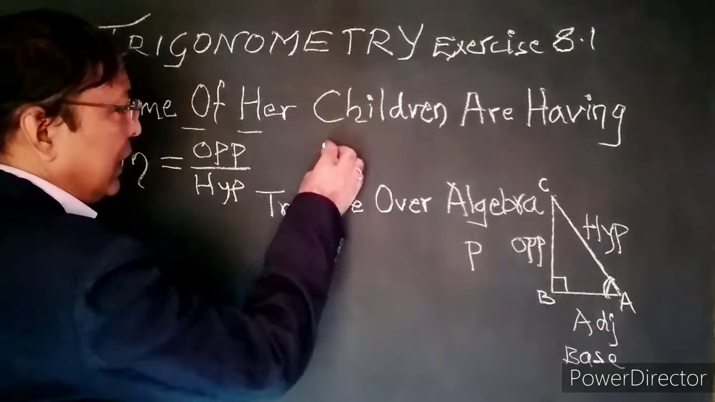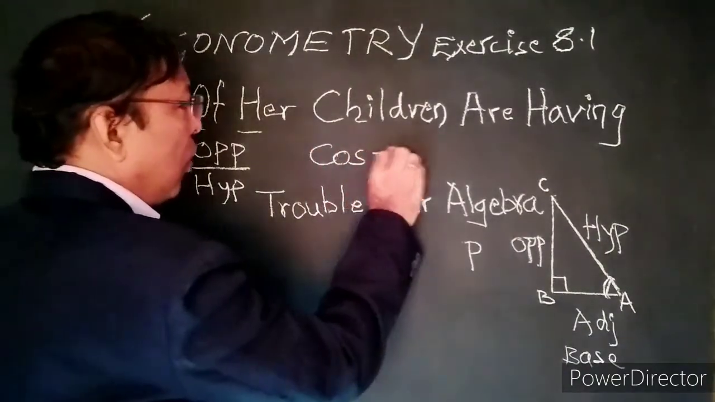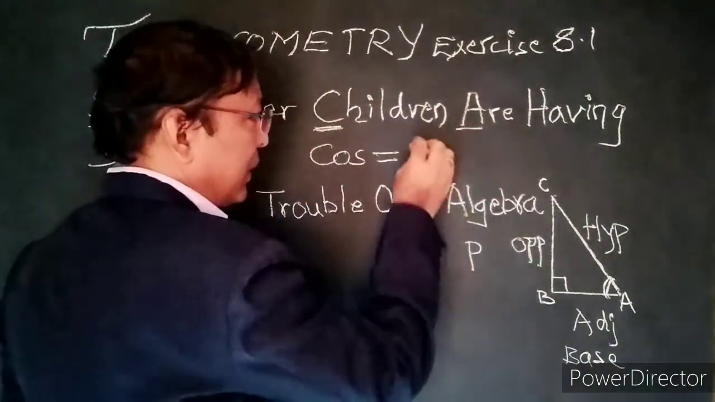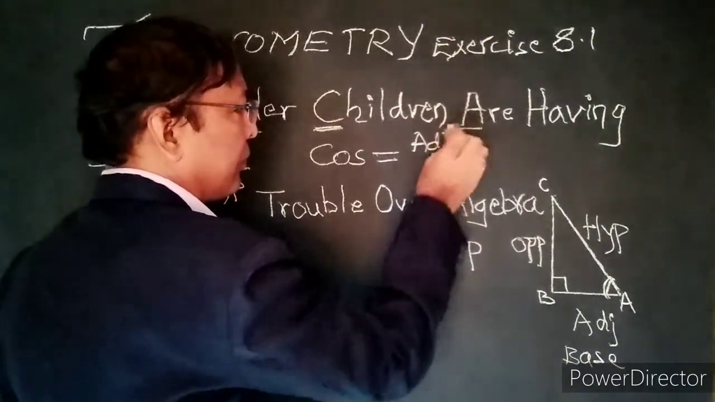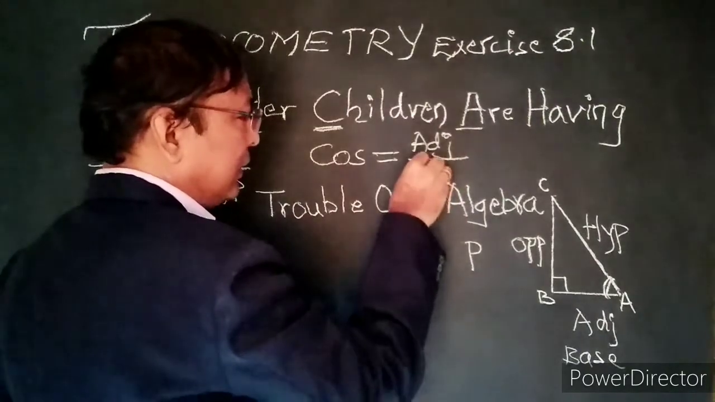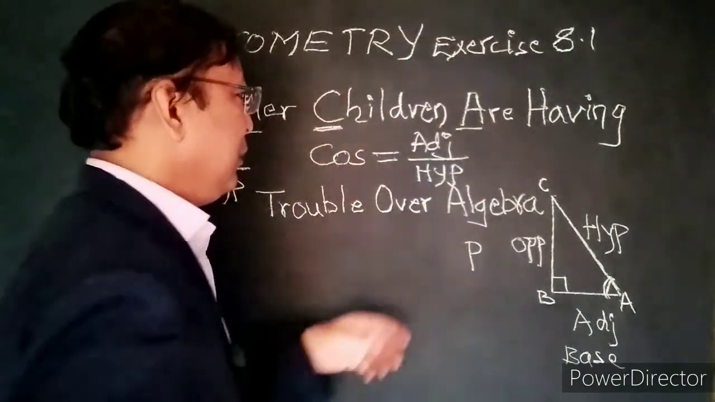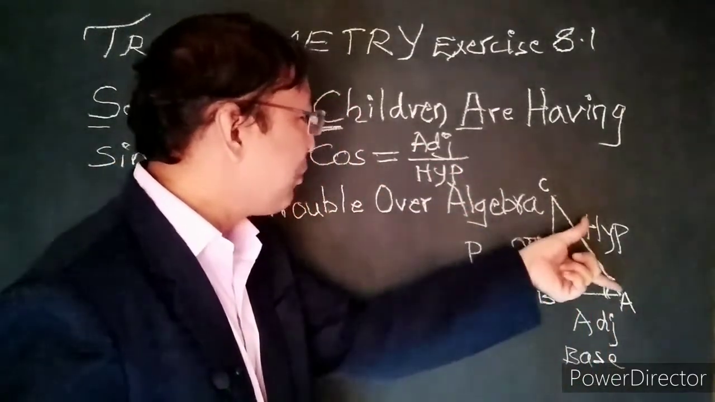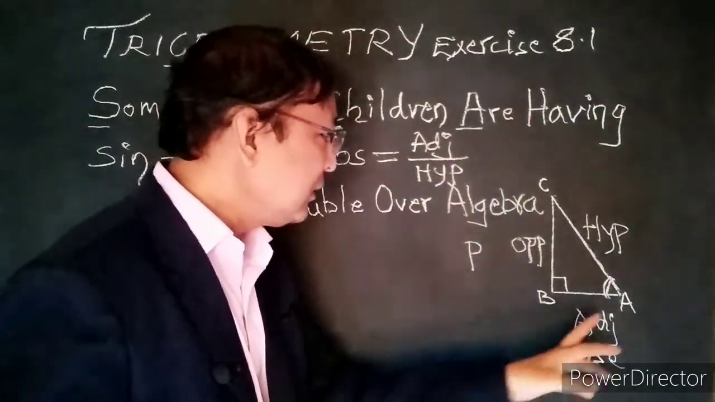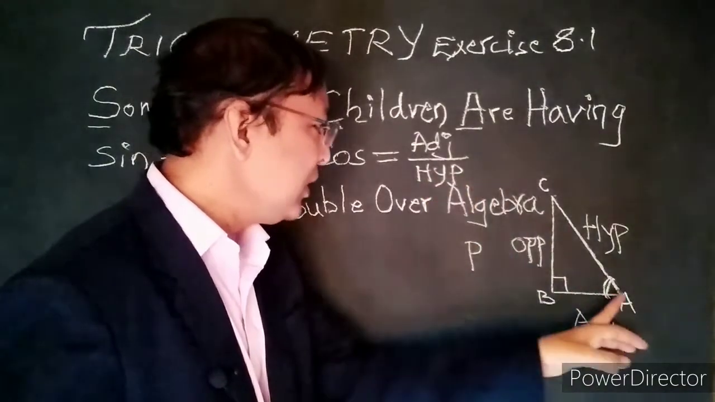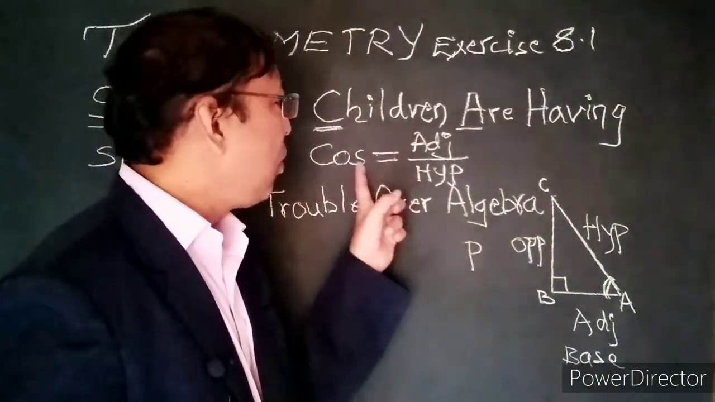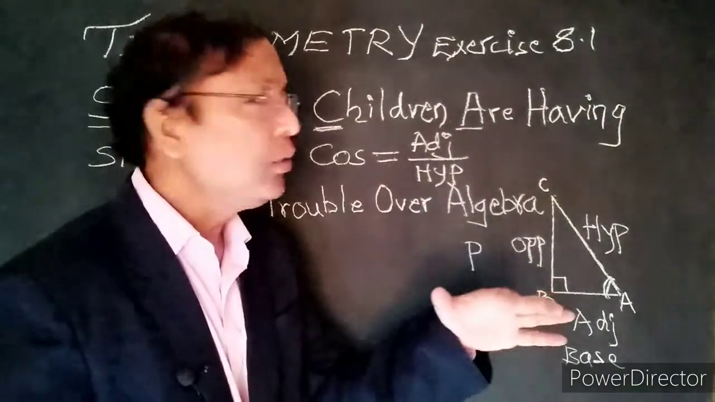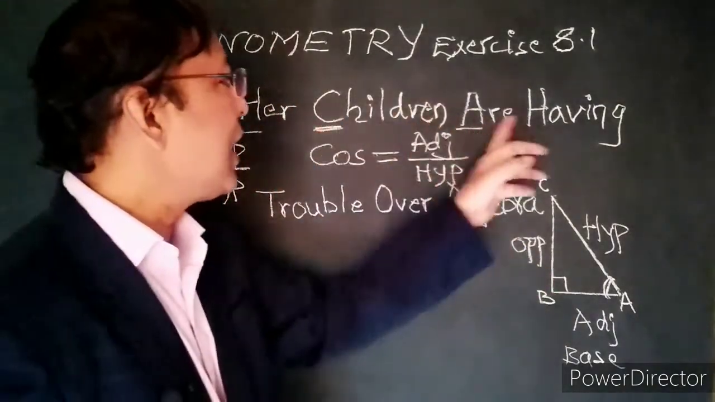The next ratio is the cos ratio. Here C represents cos, A represents adjacent side, and H represents hypotenuse. That means cos is the ratio of adjacent side and hypotenuse. In place of adjacent side, we can write AB, and in place of hypotenuse, we can write AC. Therefore, the cos ratio is nothing but adjacent side upon hypotenuse. How did we come to know? How can we remember? By remembering "children are having."